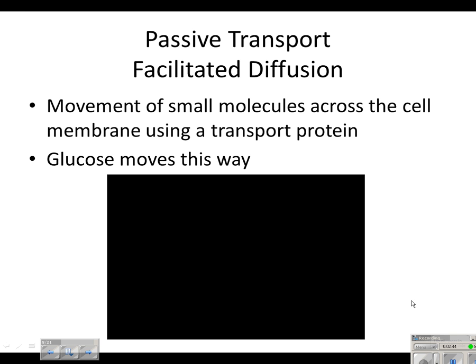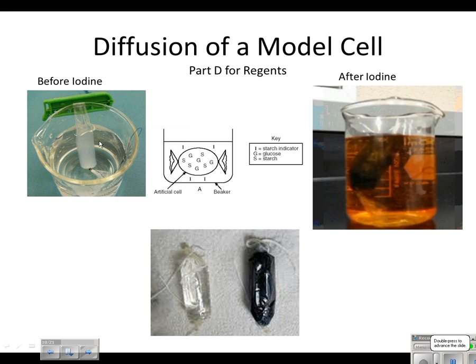To see diffusion, we did a lab in class that involved making a model cell out of dialysis tubing using glucose solution and starch solution. Remember that starch is a complex carbohydrate. It's a big molecule, so it shouldn't be able to move through a cell membrane.